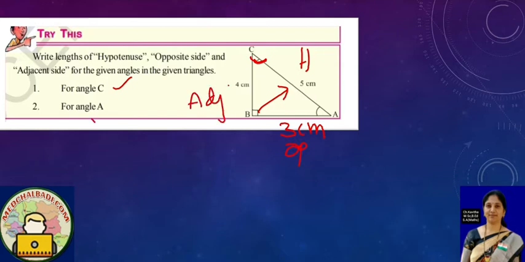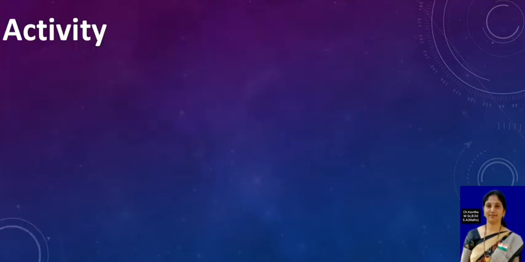Okay, like that you have to write for angle A also. Now we are doing one activity. Based on that activity we find the trigonometric ratios. We define the trigonometric ratios here. Just see the activity.